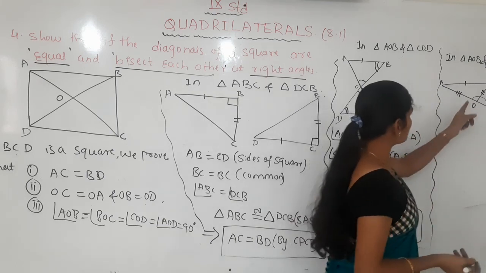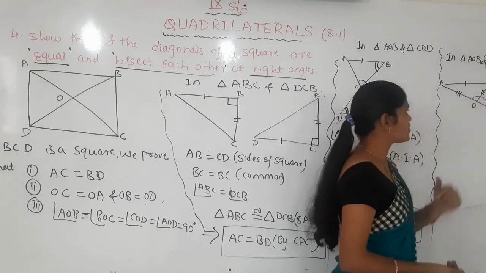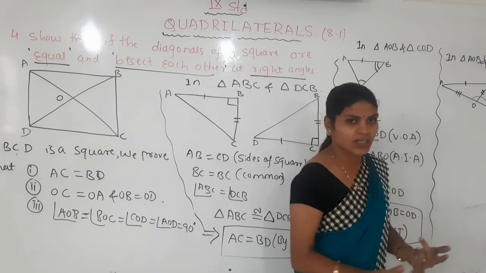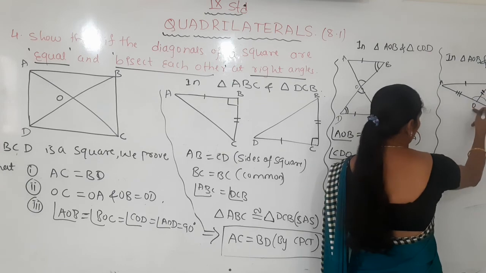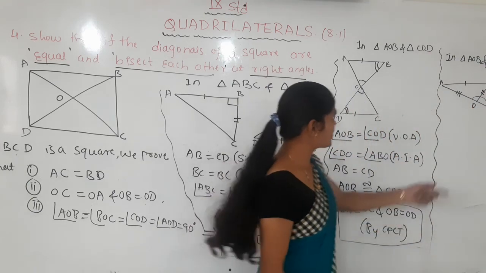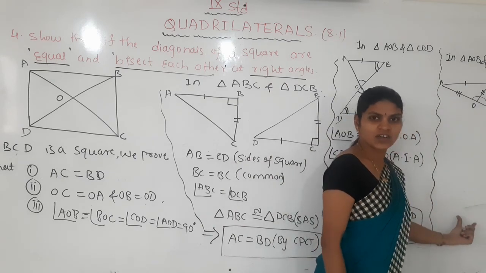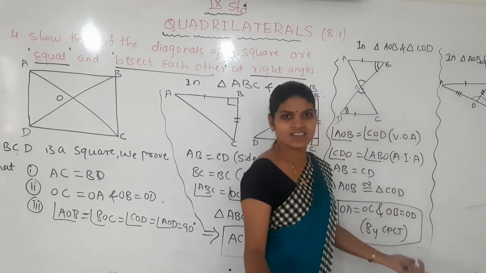Then by using the SSS concept these two triangles are congruent. If these two triangles are congruent, then corresponding parts are equal, meaning angle AOB is the same as BOC here. Then we can take the sum of these two angles, which is 180 degrees. Both are equal, so 2 times that angle equals 180 degrees. Then one of the angles is 90 degrees.